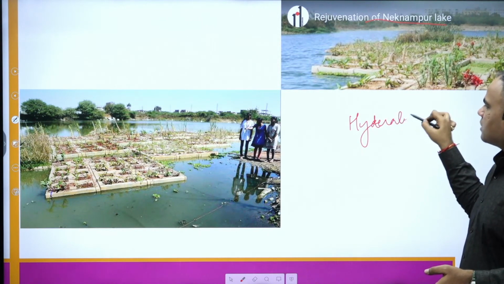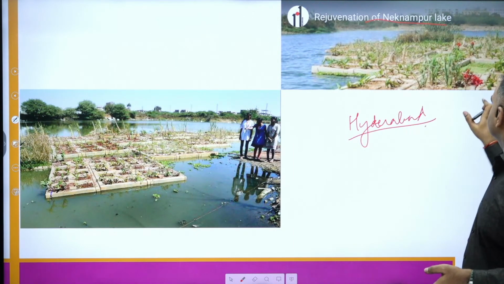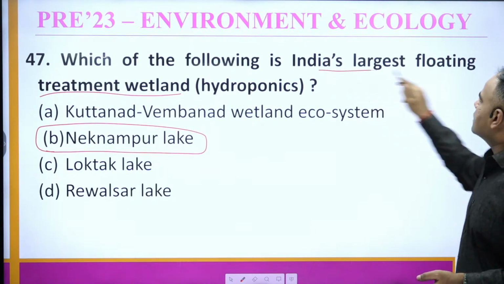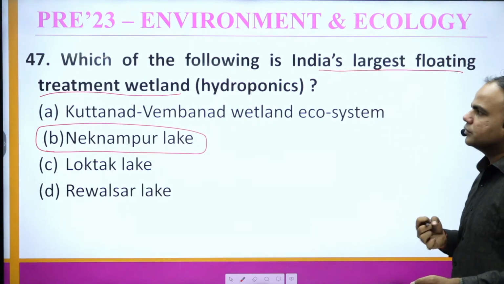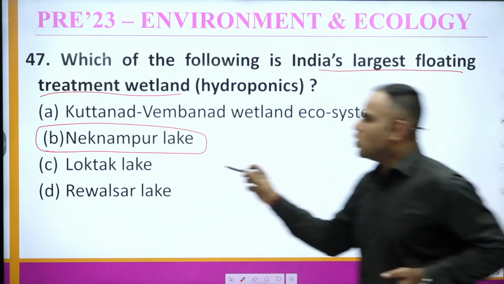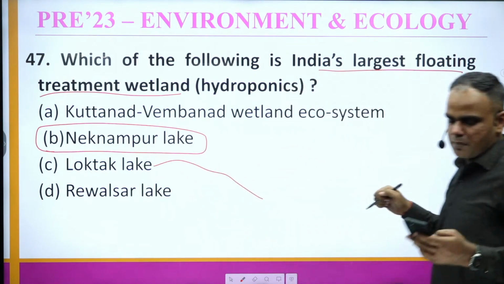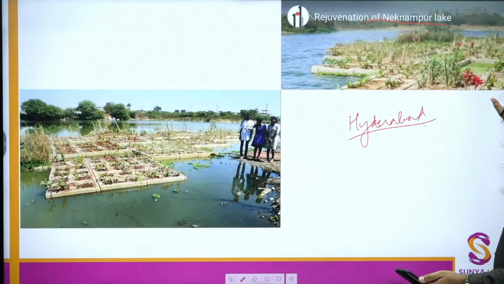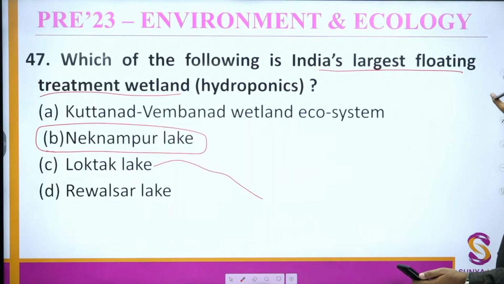And then the location you can just write down. This is in Hyderabad, Telangana. So this is where it is found. Because it's a fact, it is India's largest floating treatment wetland. That is why this is known as Nek Nampur Lake. Loktak Lake we've already seen, in Manipur. So for question number 47, the answer is B.